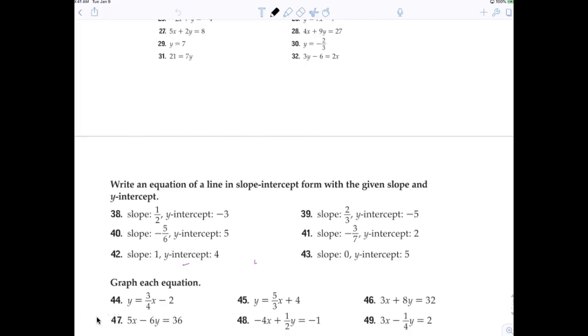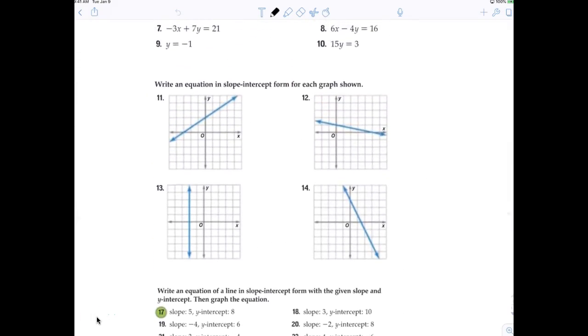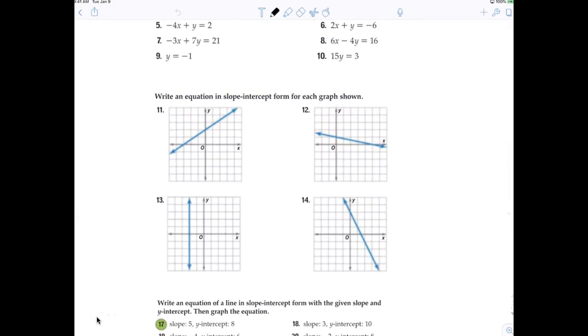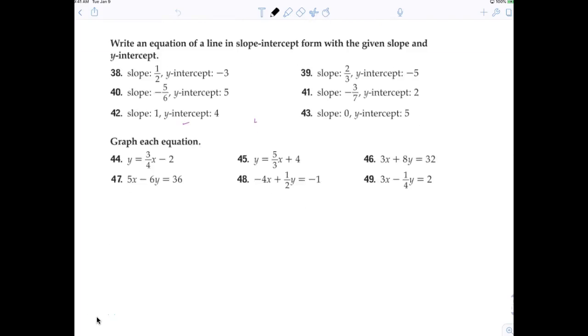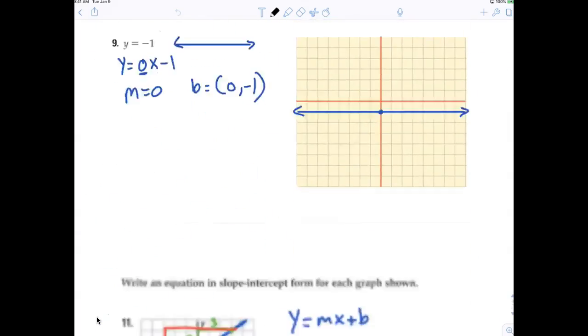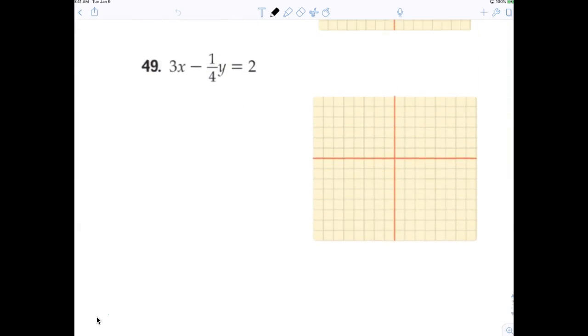Last night? Who has a question from last night? Good for you. 49. 49. Here we go. Good job, kiddo. All right. Yeah, 49. It's kind of annoying, because of the fraction.